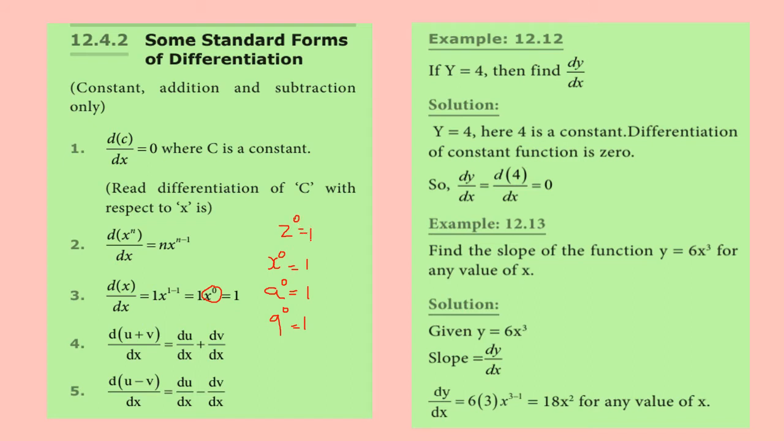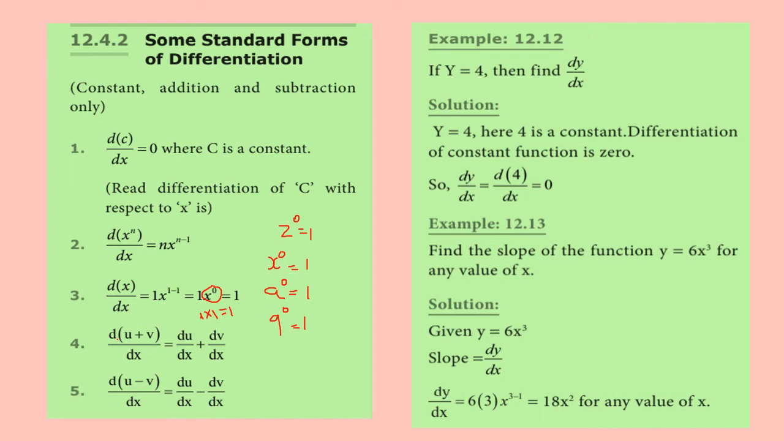So this is a rule in mathematics. Any non-zero real number to the power of 0 will be 1. So here x power of 0 will be 1. So 1 into 1 will give you 1. So dx by dx is equal to 1. That is, differentiation of x with respect to x is equal to 1.